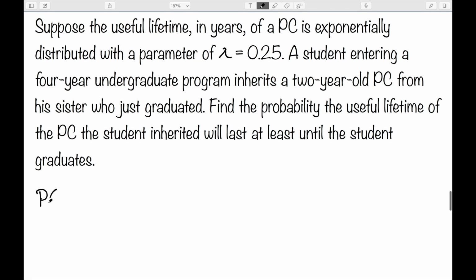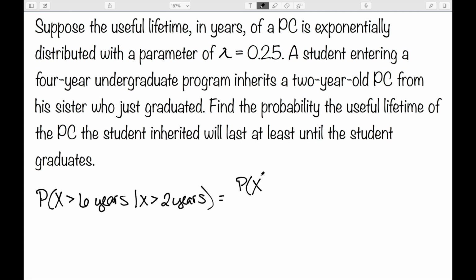So what we want is the probability that it lasts more than 6 years, since it would have lasted a total of 4 years in his program, plus the additional 2 years that it was already being used, given that we know it's already lasted for more than 2 years. Well, conditional probability says this is the probability that x is greater than both 6 and 2, just the probability that x is greater than 6 over the probability of the thing we know, that x is greater than 2. So let's look at each one of these individually.